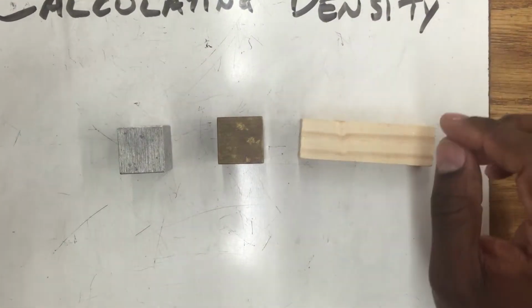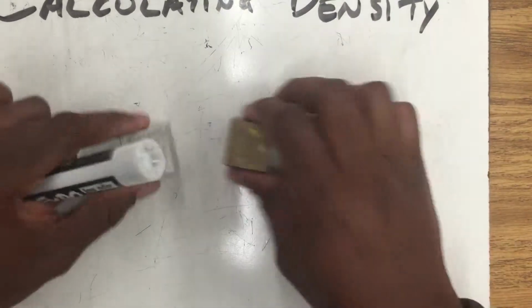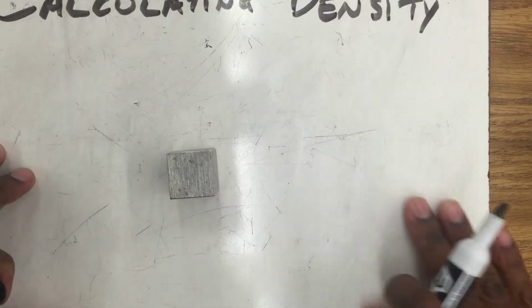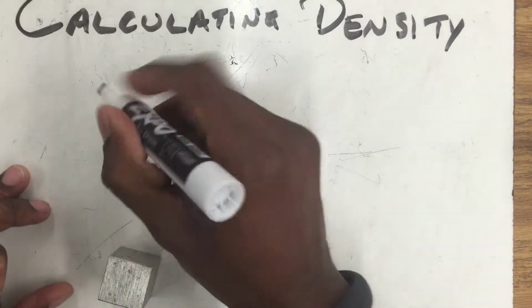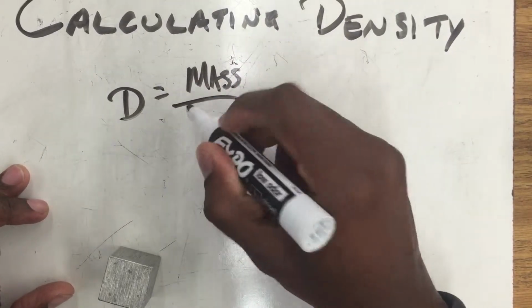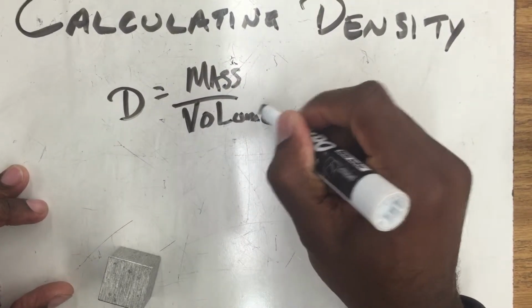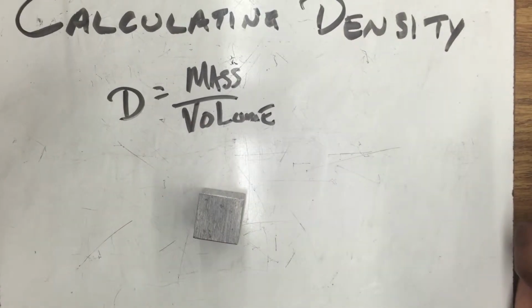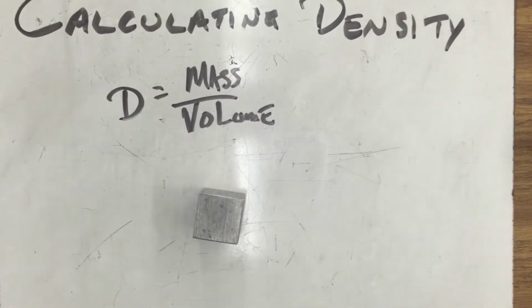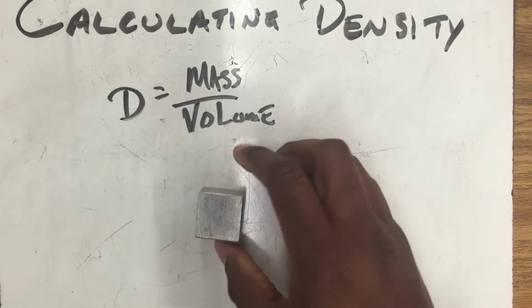So let's say I told you to calculate the density of this block right here. This is a cube. But first of all, we need to write down our formula. We know that density is equal to the mass divided by the volume. So we need the mass of this block. I have a scale here because we use a scale to get the mass of an object.